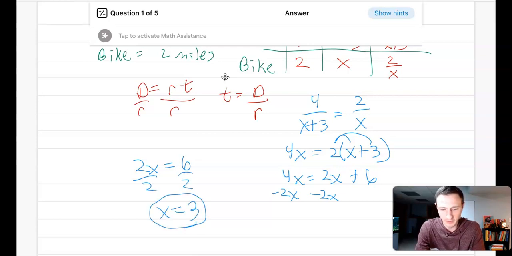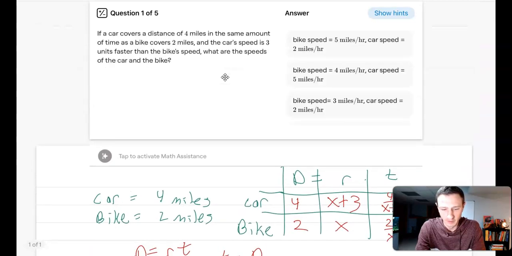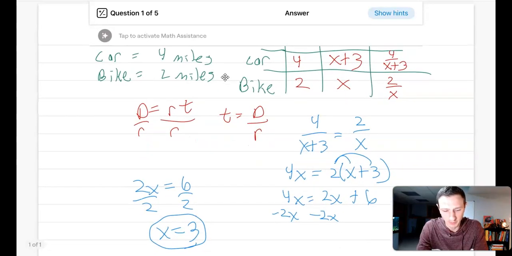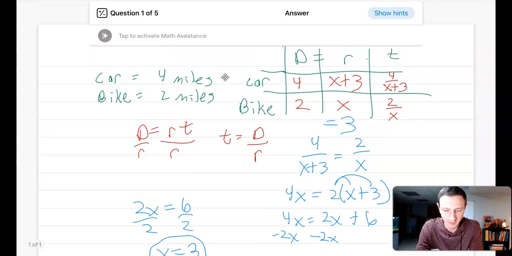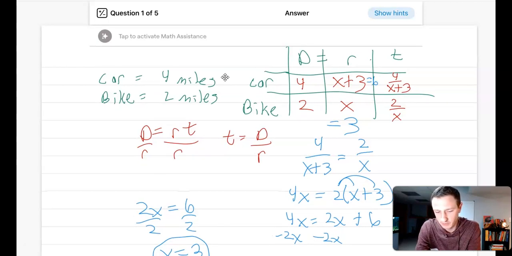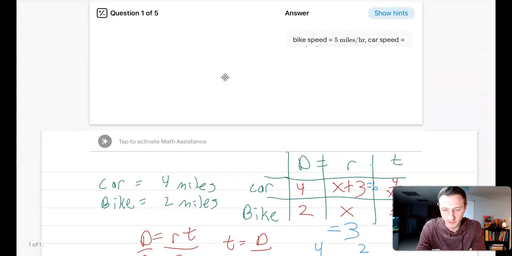Now, x equals 3, but that is not our answer, because we always want to make sure we read the question accurately. It says, what are the speeds of the car and the bike? So if I got x equal to 3, what is my x? I called x the bike. So the bike is going 3 units, and the car is going 3 plus 3, which is 6 units. So the bike is 3, car is 6.